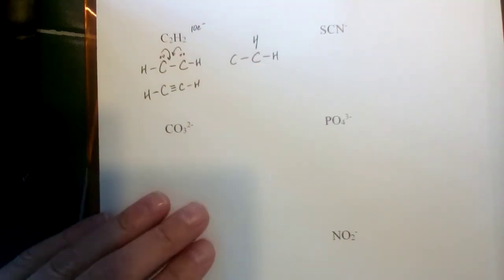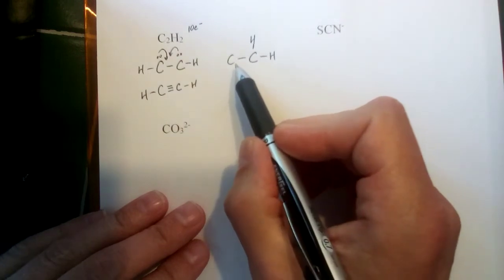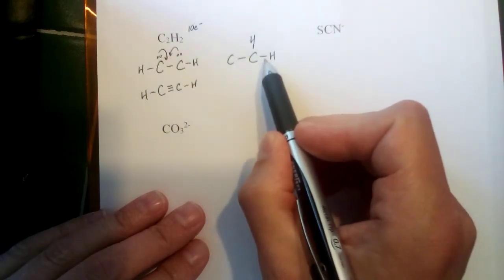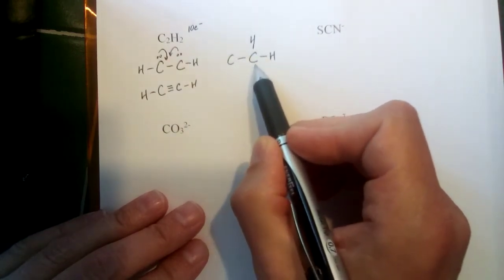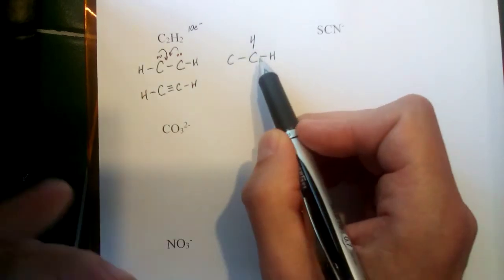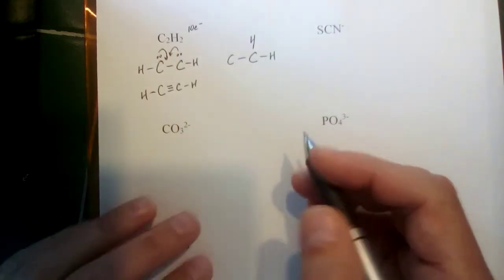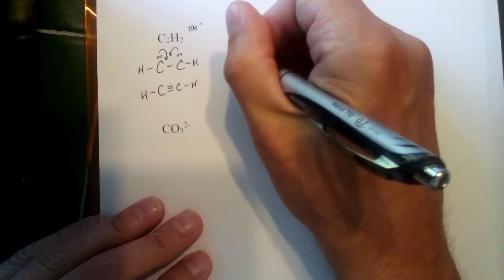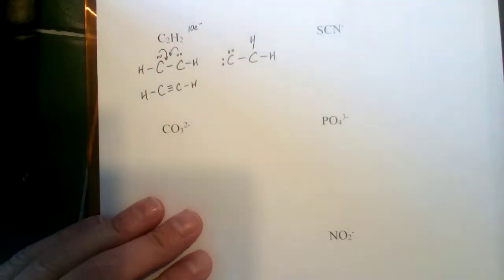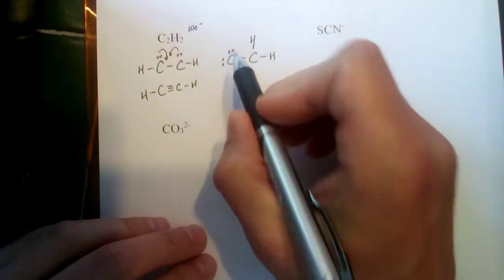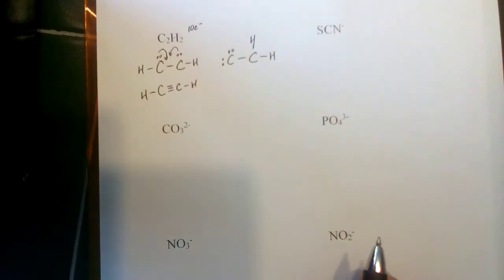What about this one? This carbon already has 3 bonds. We could add 2 there. So 2, 4, 6, we used 6 electrons. We have 4 left, right? We would usually want to put them on the periphery, though, instead of the central atom. So let's start them over there and see what we can do.